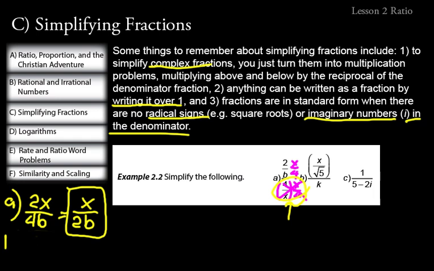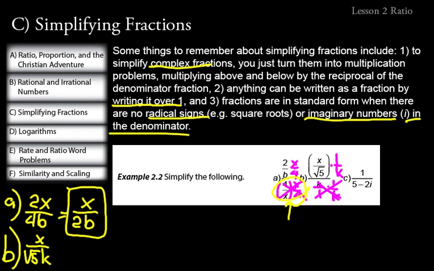Look at b. x over square root of 5, that's in the numerator, and then over k. Thinking of 2 above, anything can be written as a fraction by writing it over 1. We could do that with the k, right? We could say k over 1, and now we see a fraction over a fraction, which means we could multiply above and below by 1 over k. Cancel all that out, and we get x over the square root of 5k.